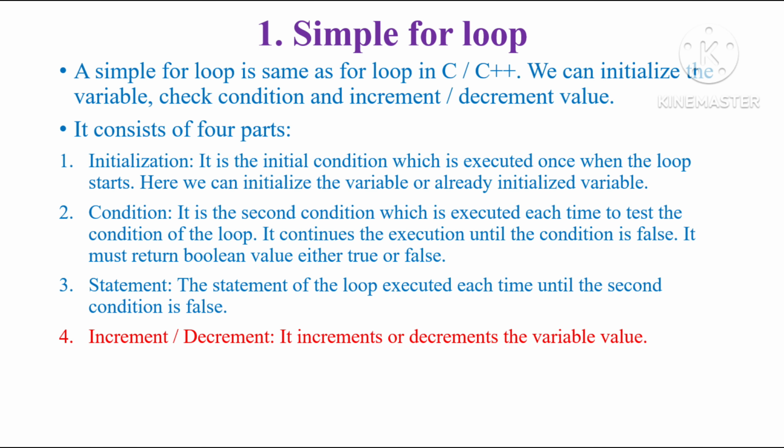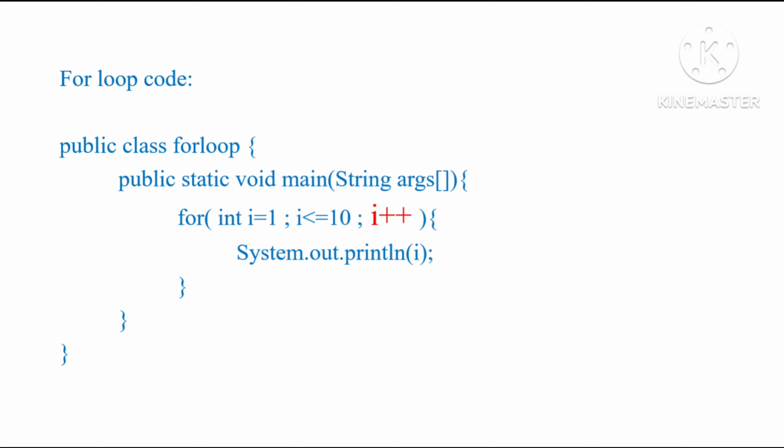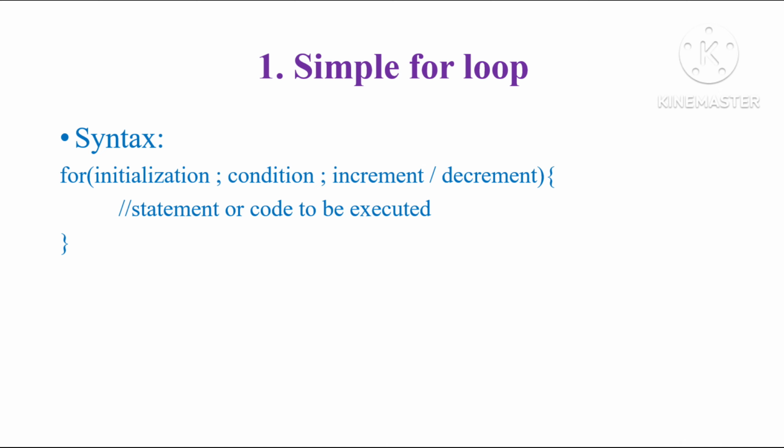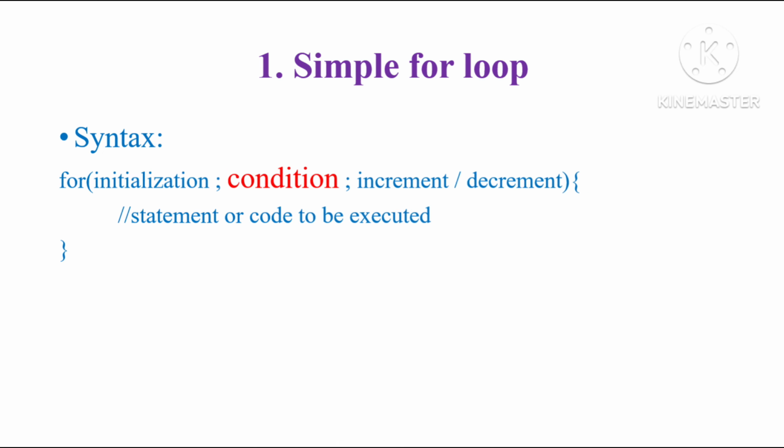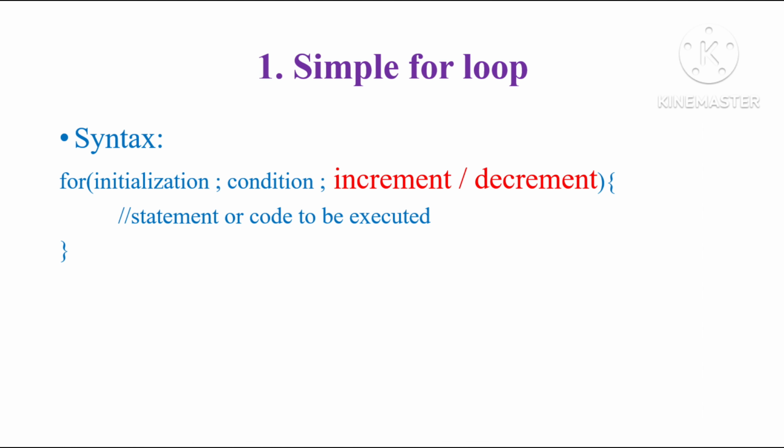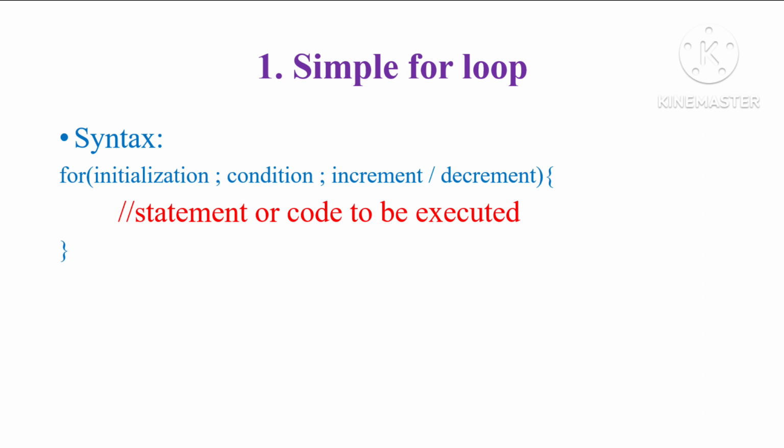Fourth part is increment or decrement. It increments or decrements the variable value. In our example, we declare increment as i++. i++ means it will increment the value of i by 1 each time the for loop executes. This is the syntax of simple for loop. As we studied, for loop is made up of four parts, that are initialization, condition, increment or decrement, and statements to be executed.